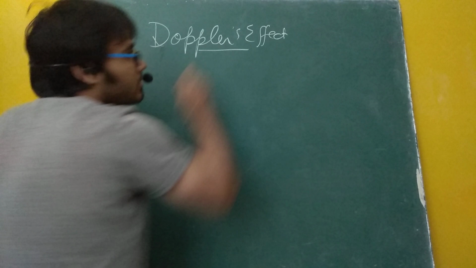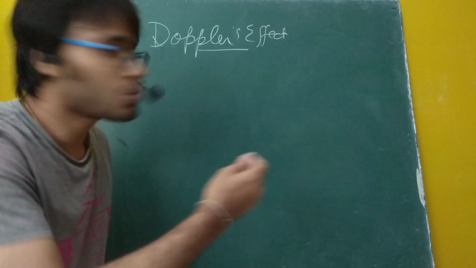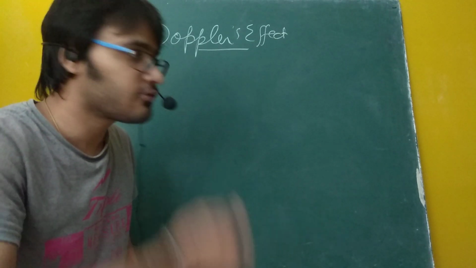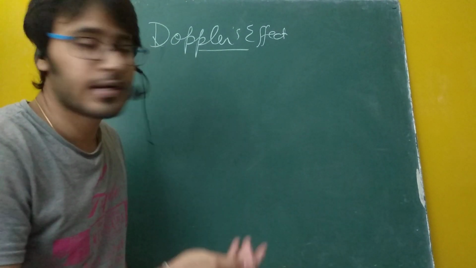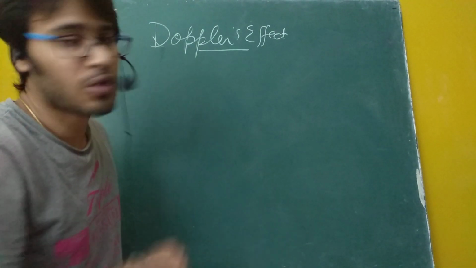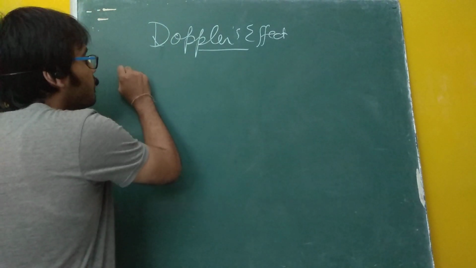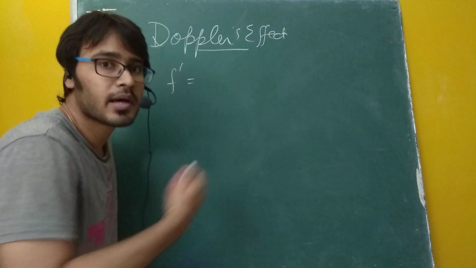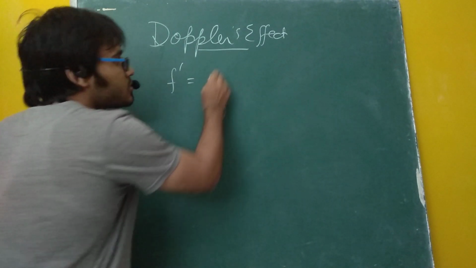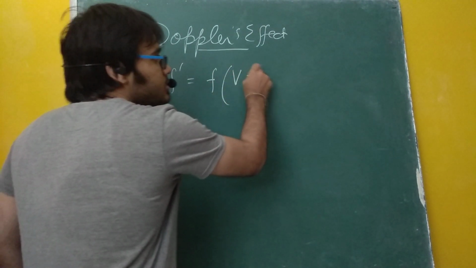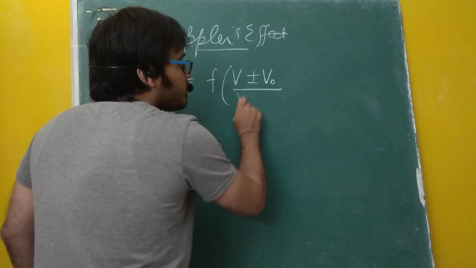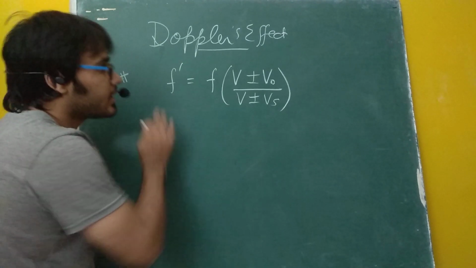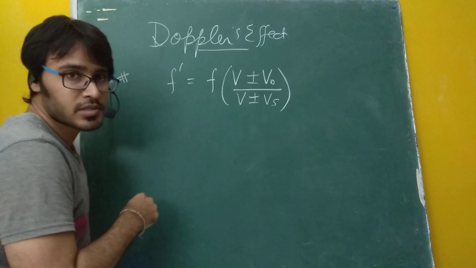We know that whenever there is a relative motion between source and observer, the frequency heard by the observer is different from the frequency emitted by the source. This concept is the Doppler effect. So here the first important questions are based on the frequency heard by the observer, which we write as F' = F (V ± Vo) / (V ± Vs). Let's quickly define it and then we will see how we use it.